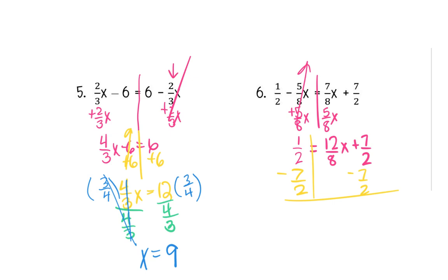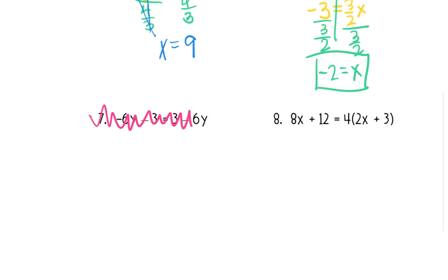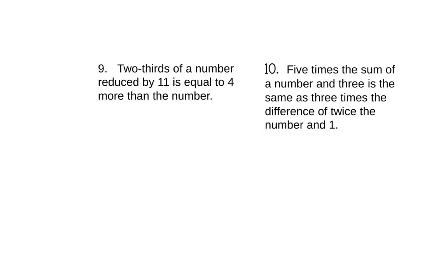That is going to give me -6/2, or -3, is equal to, and then I can simplify this right here to 3/2x. From here, I am going to divide by 3/2 or multiply by 2/3 to get -2 as my answer. We are going to skip number 7, and we are going to skip number 8 for now. And we're going to talk about some word problems.